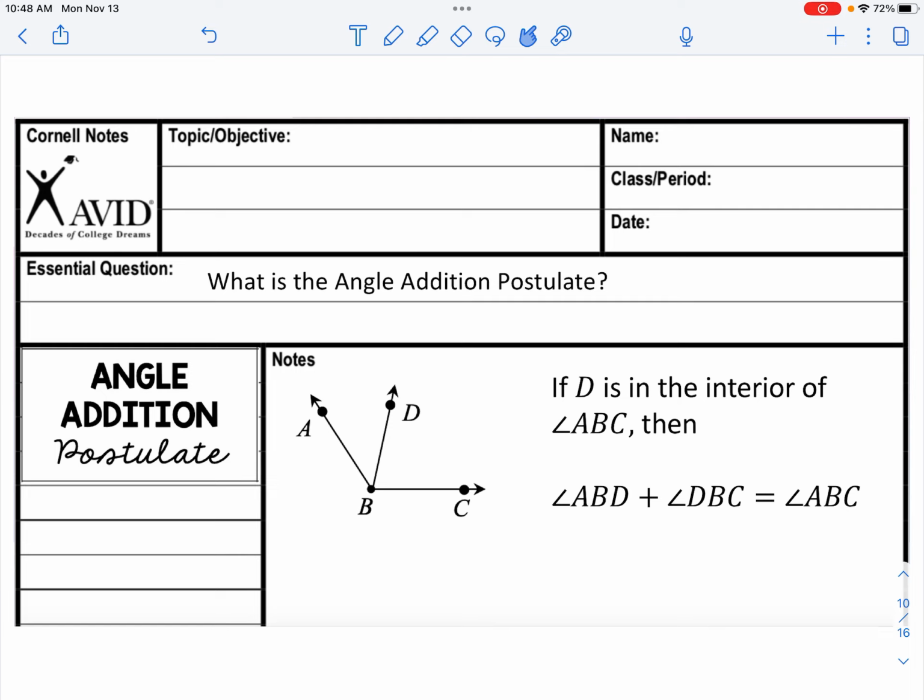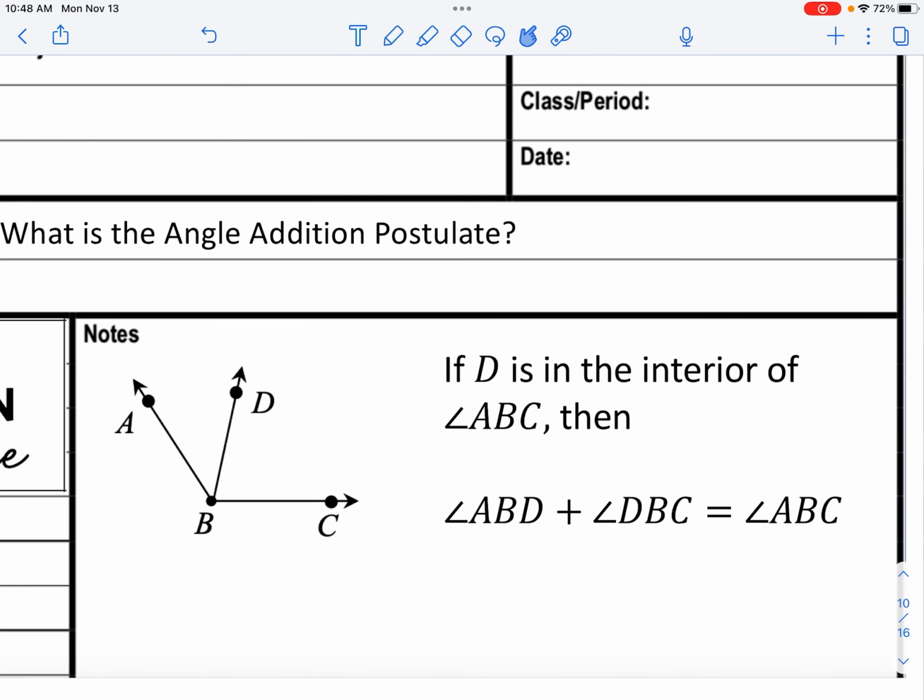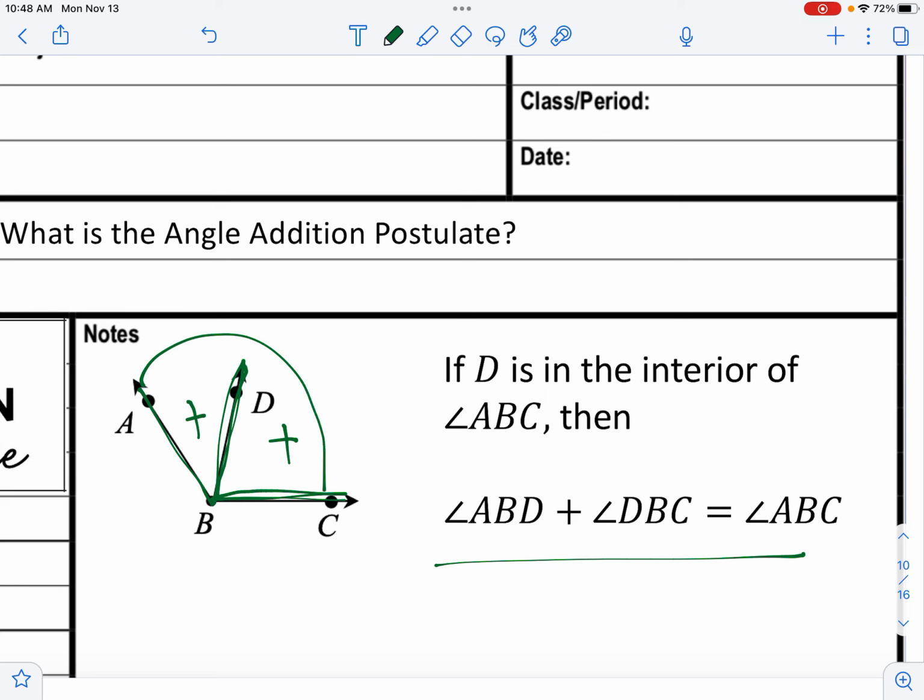This is saying if you've got something like this picture right here, if D is in the interior of this angle ABC, then this has to be true. Angle ABD and angle DBC, if you add those two together, then it should equal this total, angle ABC. And that should make some sense to you.